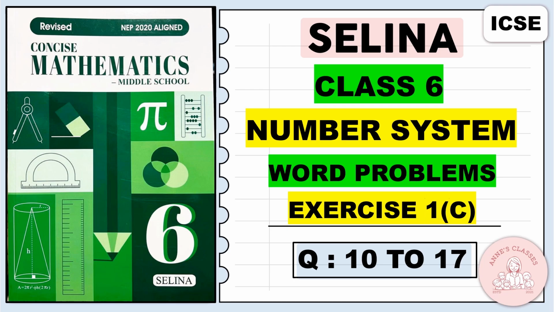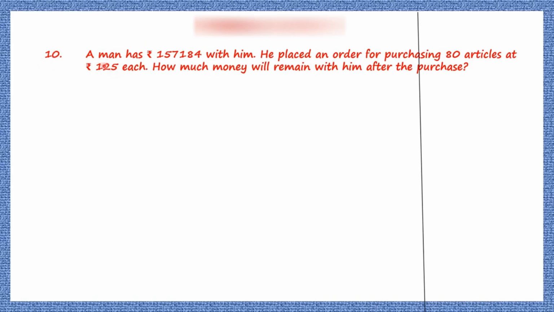Exercise 1C. Question 10. A man has 1,57,184 rupees with him. He placed an order for purchasing 80 articles at 125 rupees each. How much money will remain with him after the purchase? So he had this much money with him at the beginning and then he bought some things. Now we need to know how much money will remain with him after the purchase that he made.